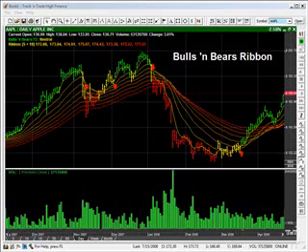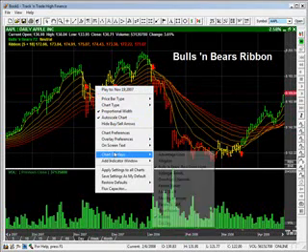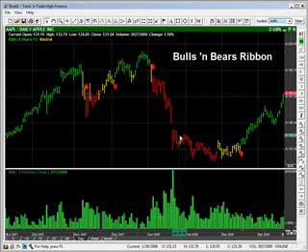In this Track 'n Trade training video, I want to talk to you about the Bulls and Bears ribbon indicator. The ribbon indicator is what you see laid across this chart, and we're looking at a stock chart. This is Apple, and I can turn this ribbon indicator on and off simply through the right-click menu.